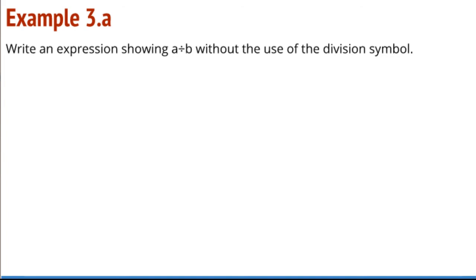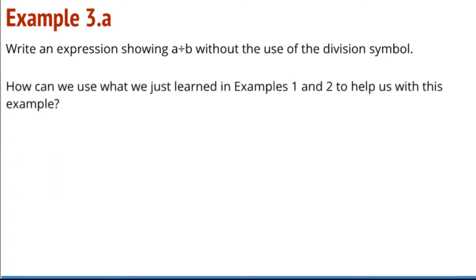So, write an expression showing a divided by b without the use of the division symbol. Well, it would be very helpful to think about what we just learned in examples 1 and 2 to help us with this example. Before we did 1 divided by 2, and we did a divided by 2. The 1 and the a are the dividend, so they were the top number. The 2 and the 2 were the divisor, so they were the bottom number, the denominator.